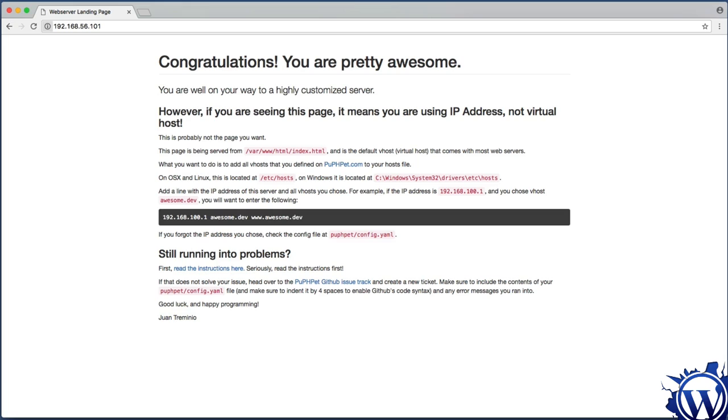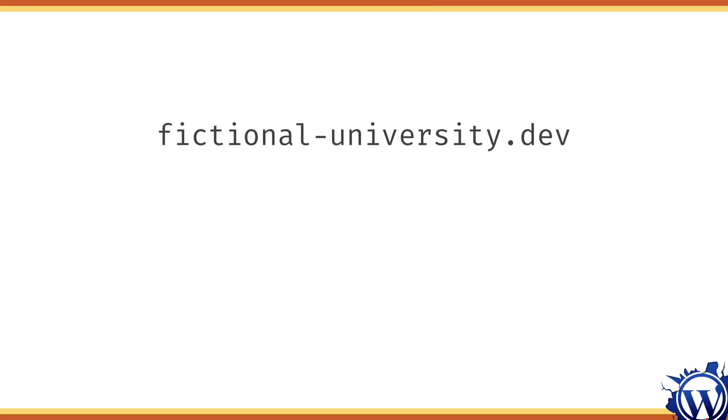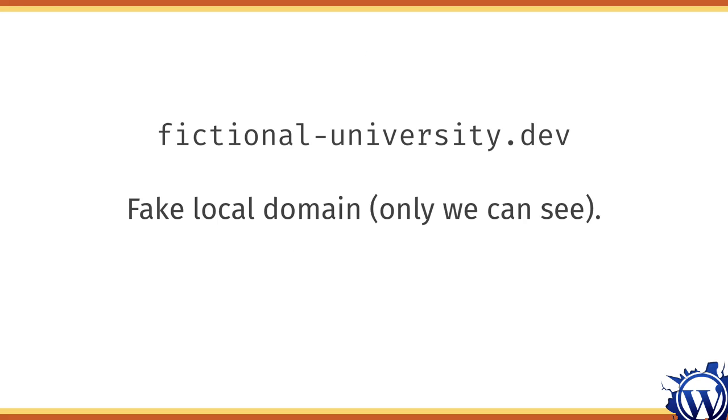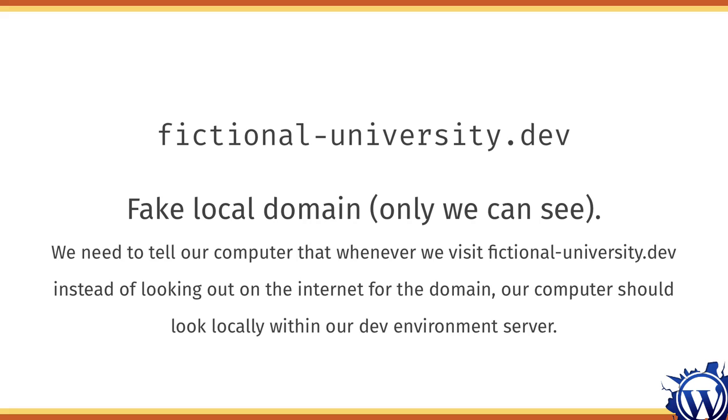And throughout this course, the URL that we're going to develop that website at is going to be fictional-university.dev. Now that's not going to be a real domain that anyone in the world could visit. It's a fake local domain just for our use. Okay, but as of this moment, our computer has no way of knowing that it's not a real domain. So our final step, what we need to do right now is tell our computer that whenever we visit that URL, fictional-university.dev, instead of going out onto the internet to try and find that domain, we just want our computer to look locally on our dev environment for the corresponding website.